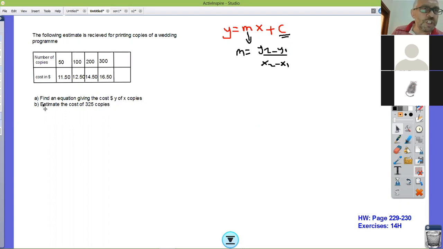Now, the question: find an equation giving the cost in dollars y of x copies. For part A, we are going to use this.